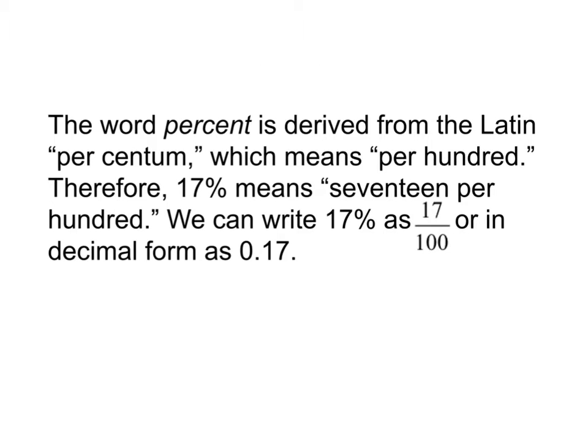We've used percents in the past. We've seen them in the past. If you didn't know, it comes from the Latin percentum, which means per hundred. Right? So that's what a percent means. 17% means 17 per 100. So we can write that 17% as 17 over 100 as a fraction, or in decimal form as 0.17.